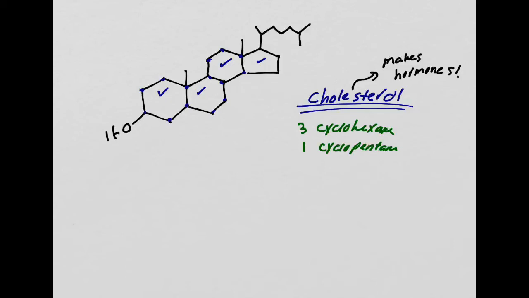Because cholesterol makes hormones, it makes male hormone and female hormone. Hormones, estrogen, testosterone, male or female hormone, they all look very similar to cholesterol. You know how you look similar to your parents because your parents produced you? It's the same way. All the female or male hormones, because they're produced from cholesterol, look like cholesterol. They all have these 3 cyclohexane and 1 cyclopentane, which is kind of cool.